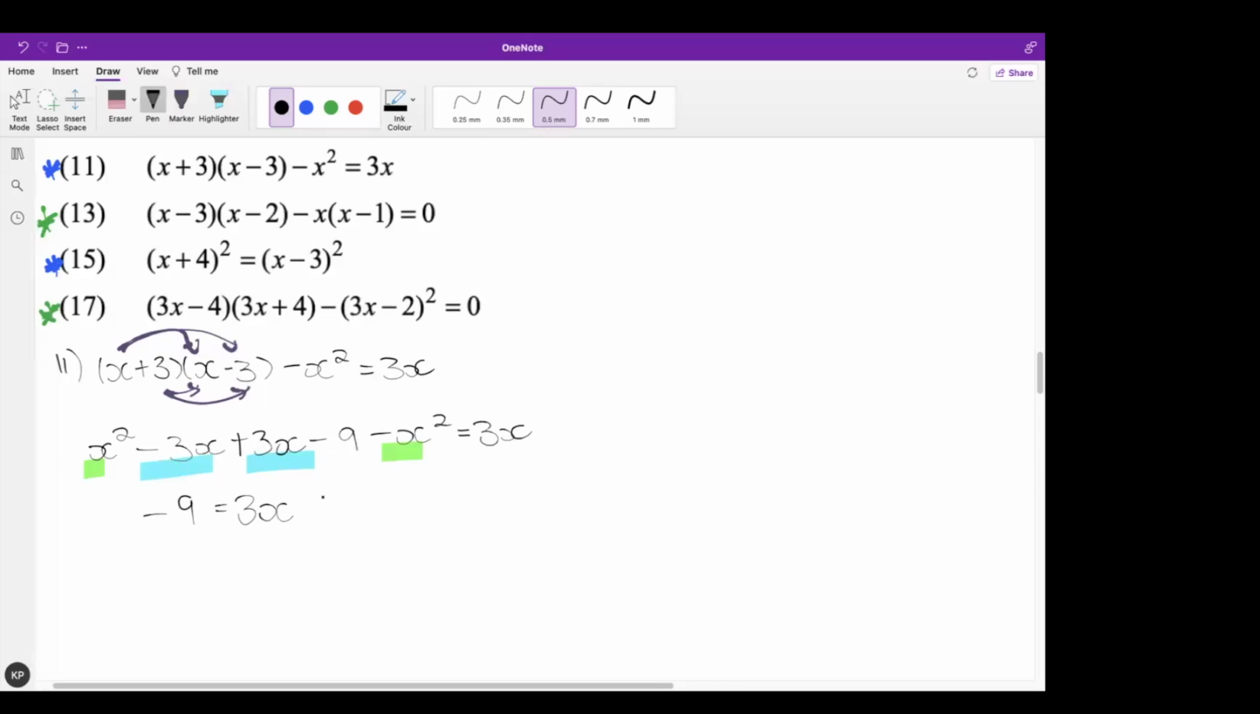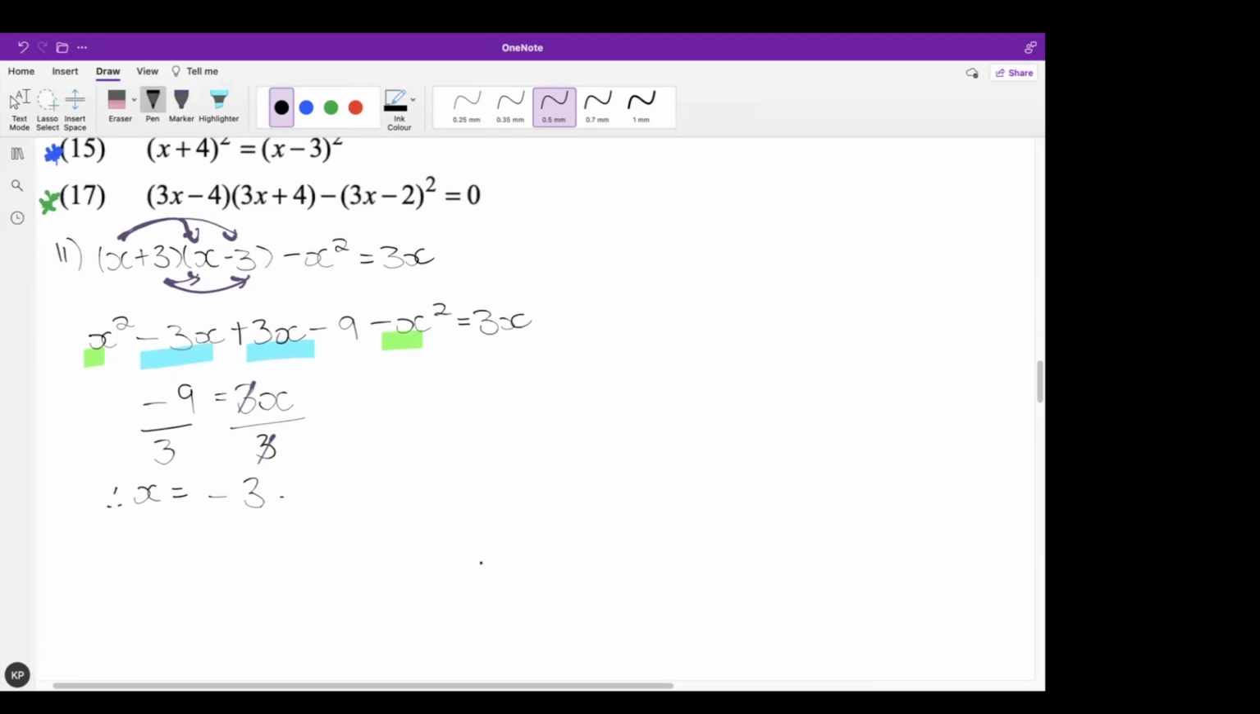Now it looks so much simpler. I want to get rid of this 3 in front of my x, so I'm going to divide by 3 on both sides. Therefore, x is equal to, I want to cancel these out. A positive and a negative are going to give me what answer? If I'm dividing a positive and a negative, then my answer will be negative. And 9 divided by 3 is 3.